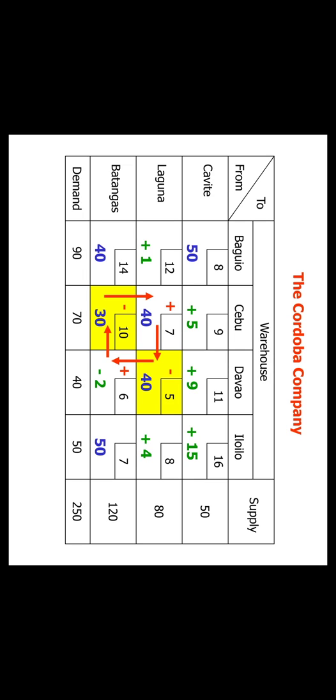So, the last cell is the one of Batangas going to Cebu, wherein the original value is 30, but that is the value that we've been adding and subtracting. Therefore, in the next tableau, that cell would become blank in order for us to maintain the m plus n minus 1 rule.